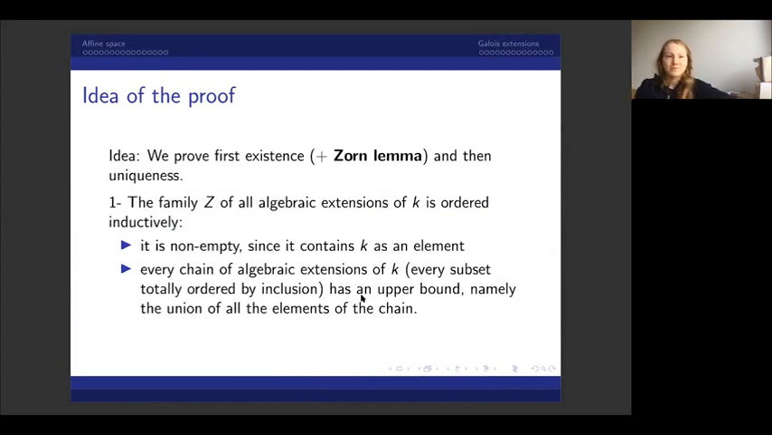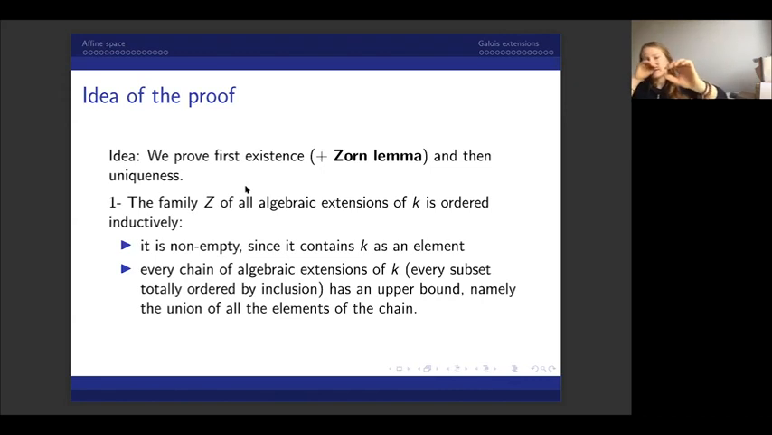Right. So the idea of the proof is as follows. We need to prove the existence, use Zorn's lemma, and prove uniqueness. Okay, let's do that. So the family Z of all algebraic extensions of K is ordered, right?